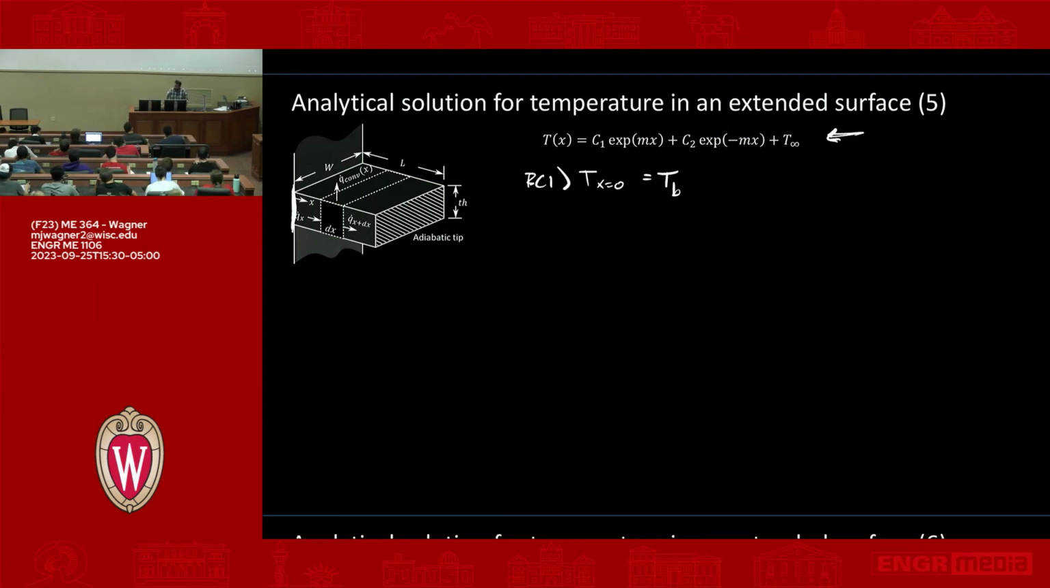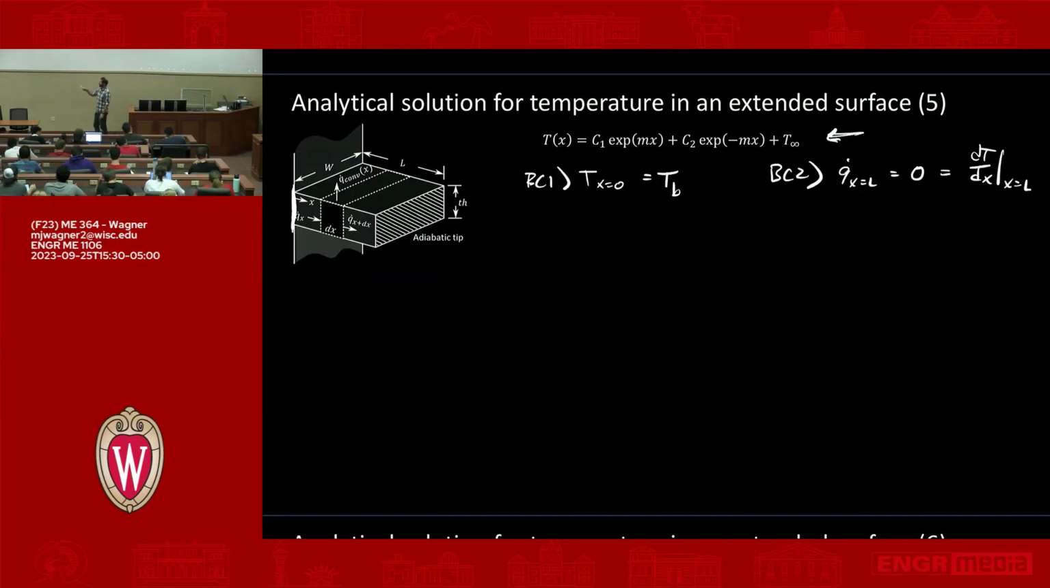The second boundary condition, BC2, is at the very end, on the right-hand side, where we have an adiabatic condition. So this is just saying Q dot at x equals L equals 0, right? Which we know is going to end up being dT/dx at x equals L is 0, equivalent for this problem.